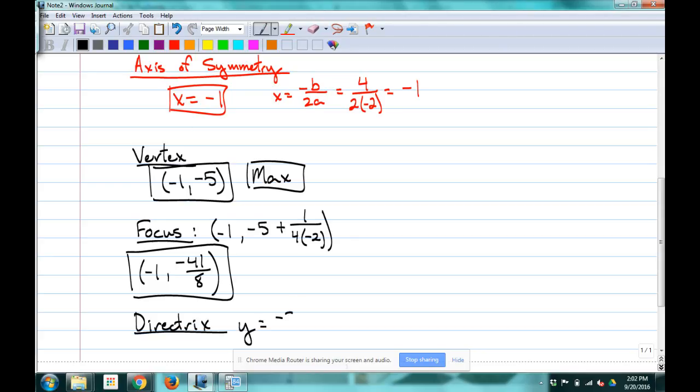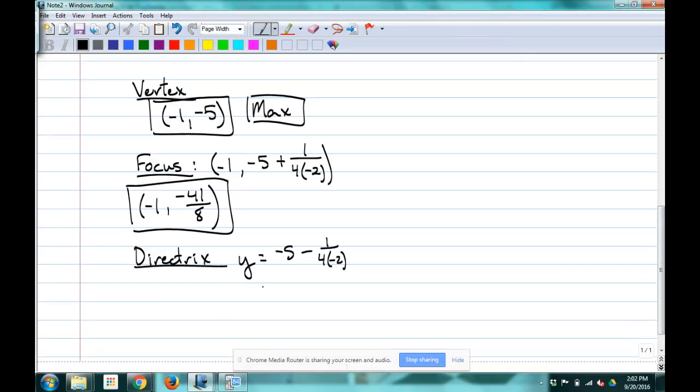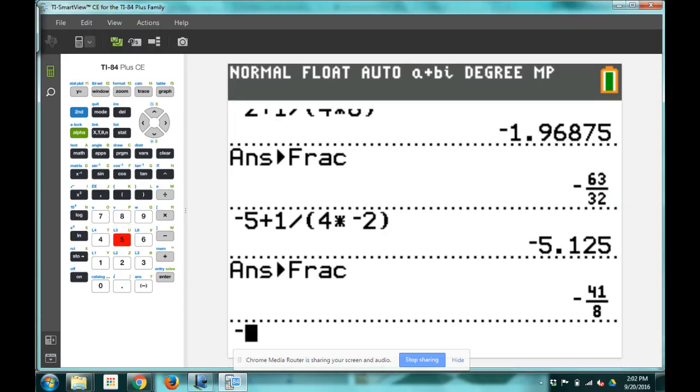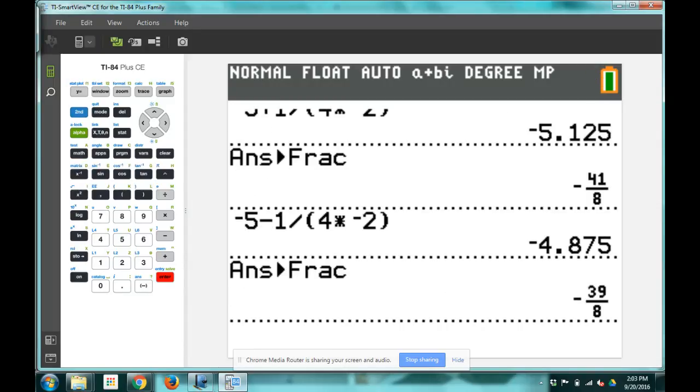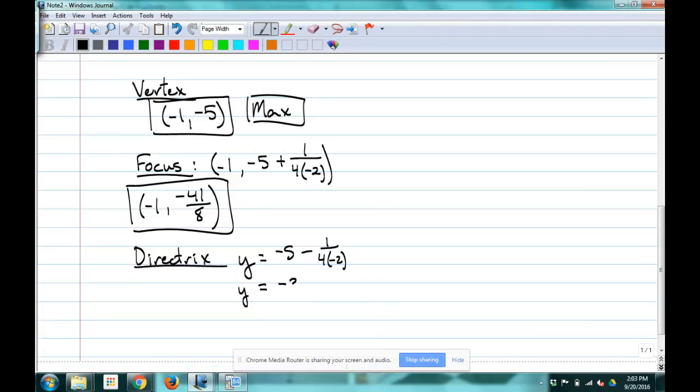Y equals -5 minus 1 over 4 times A. -5 minus 1 over 4 times -2. Or if you just typed in a -8 there, that's fine. Enter. Math. Enter. -39 over 8, yeah. Remember that, and when we draw this, I'm going to show you what we're finding there.